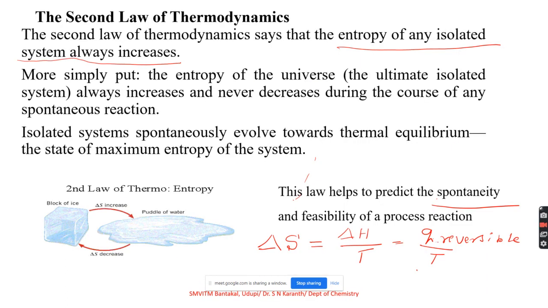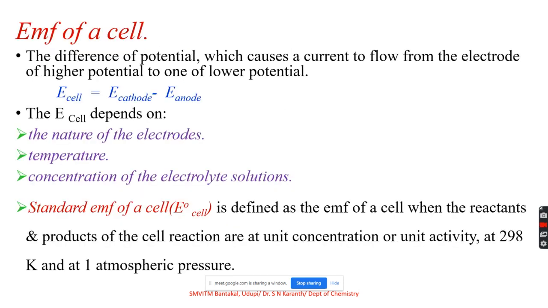The second law of thermodynamics states that the entropy of an isolated system always increases, or the entropy of the universe always increases and never decreases during the course of any reaction. We can write it as delta S is equal to Q by T.